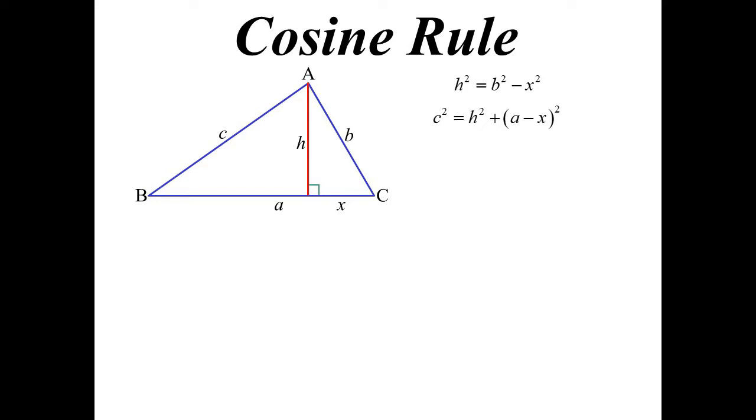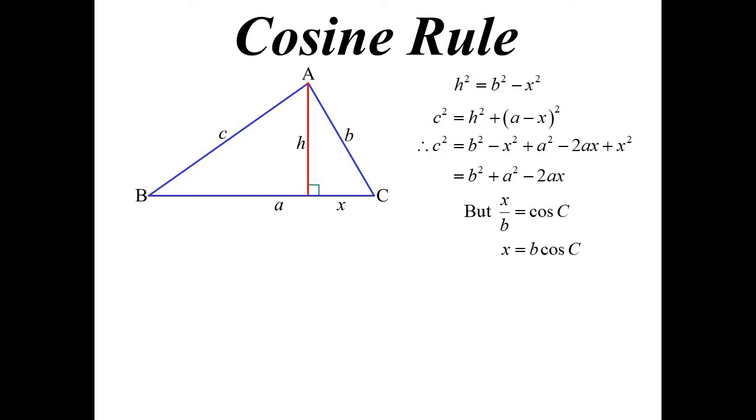All right, well, it's the same h squared, so let's sub in b squared minus x squared for h squared. And so we now have b squared minus x squared plus a squared minus 2ax plus x squared. All right, that gives me b squared plus a squared minus 2ax. But looking at that right-hand triangle, I could say x over b is the cosine of c. So subbing that in, and we see our cosine rule.